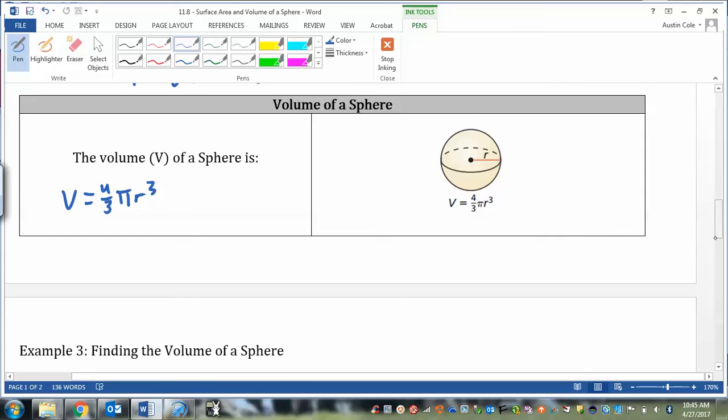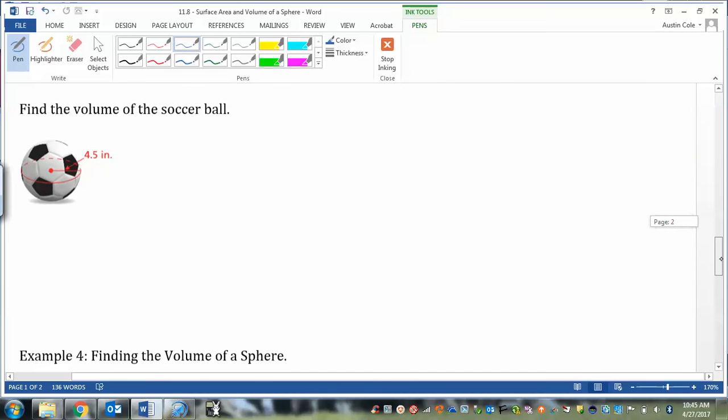So, finding the volume of a sphere. A ball is a sphere, right? Hopefully I didn't shatter anyone's worldview with that statement. But anyway, say you have the volume of a soccer ball. Do we have the radius? Yes. So we have everything we need. Volume is going to be 4/3 pi r cubed. We said that our r is 4.5.